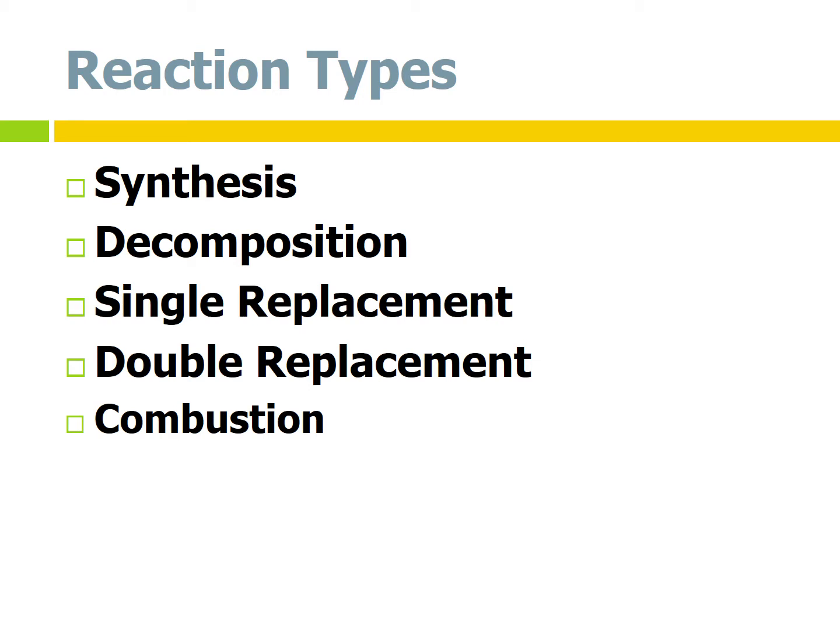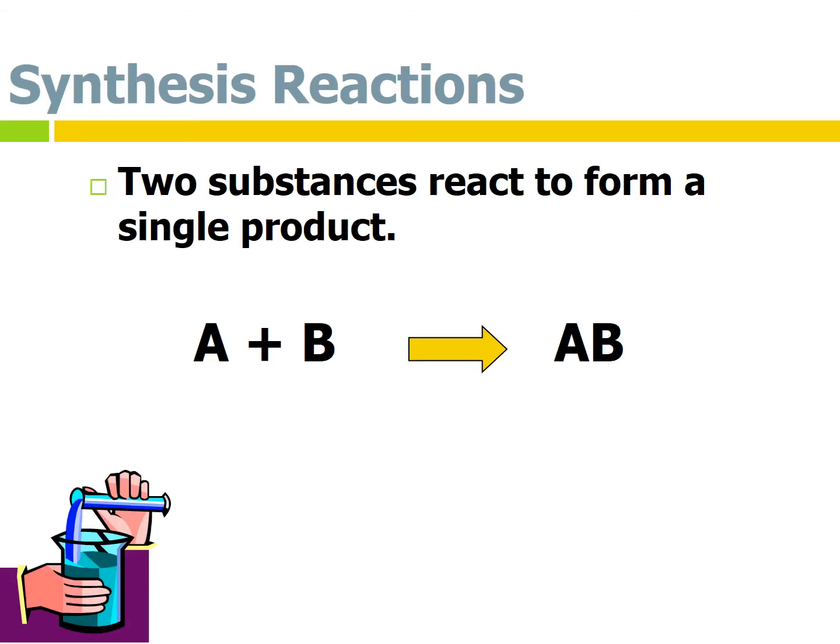Anyway, for chemical reactions, we've looked at 5 different types: synthesis, decomposition, single replacement, double replacement, and combustion reactions. We're going to break those down so that we can recognize them based on a chemical equation that's given to us. So the first type is a synthesis reaction.